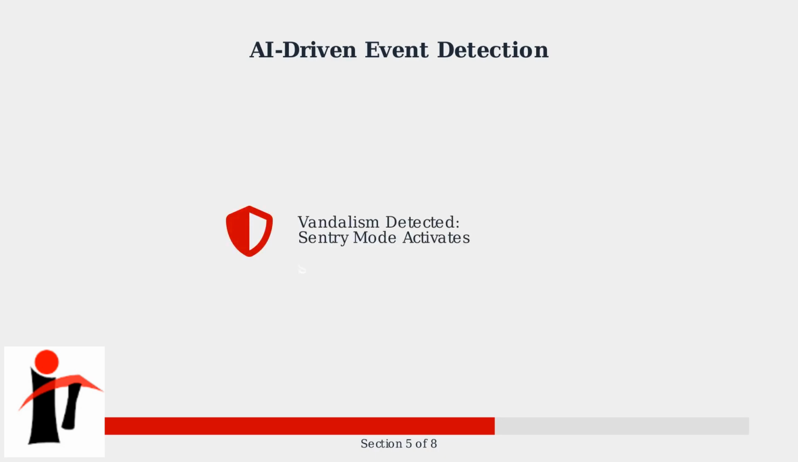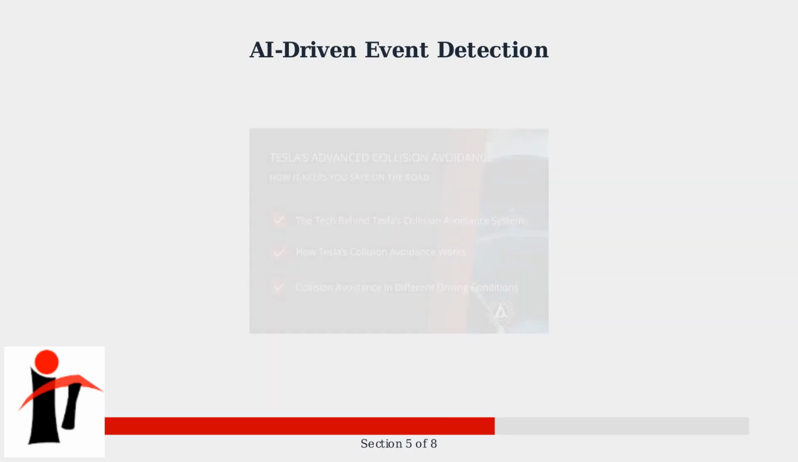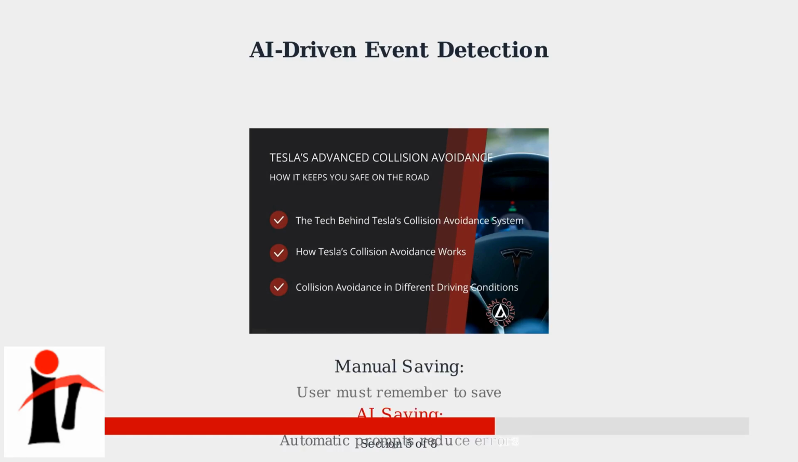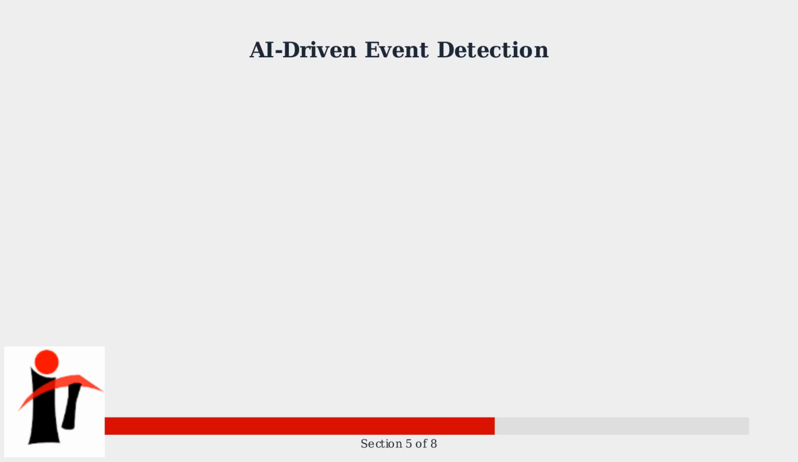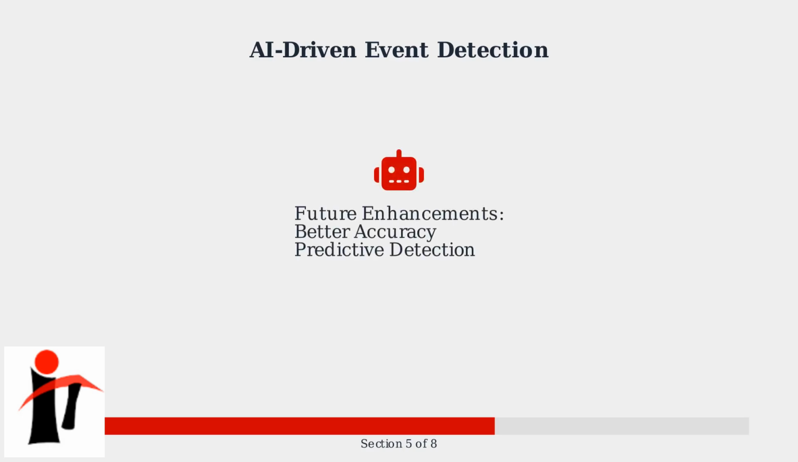For vandalism or other threats, the AI can trigger Sentry mode recording and suggest saving footage immediately. This reduces the need for manual saving, making the process faster and more reliable during stressful situations. Expect further improvements in event detection accuracy as Tesla continues to refine its AI systems.